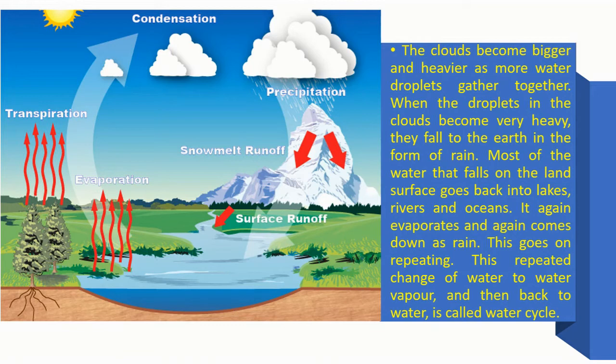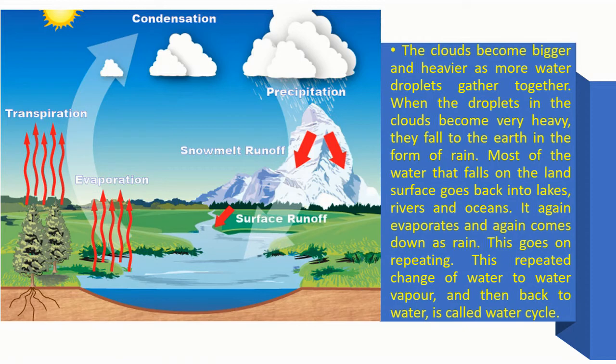First let us understand: the clouds become bigger and heavier as more water droplets gather together. When the water droplets come closer and closer, the clouds become very, very big and very, very heavy. And when the droplets in the clouds become very heavy, they fall to the earth in the form of rain. So the clouds are no longer able to hold that water, so they let the droplets fall down as rain.